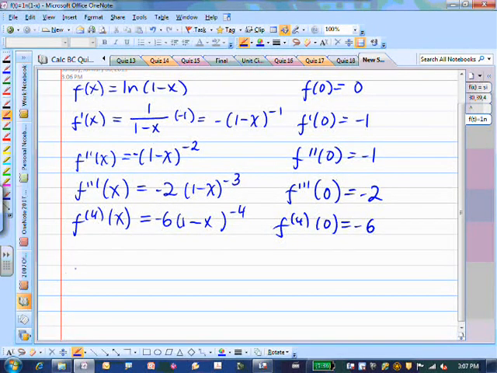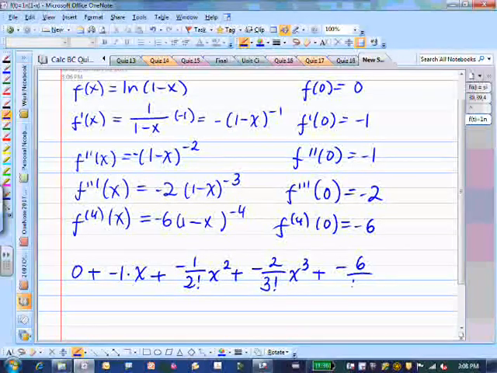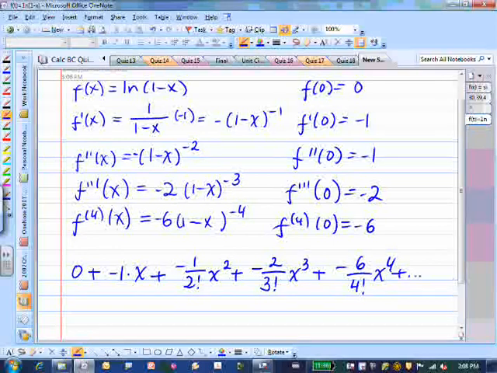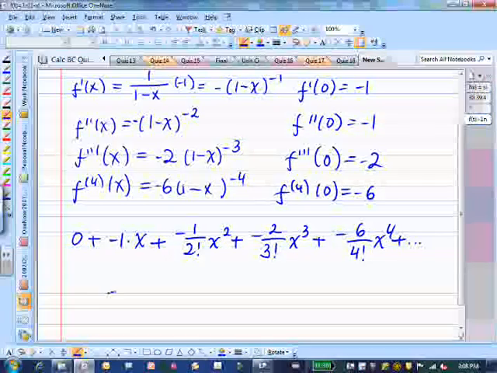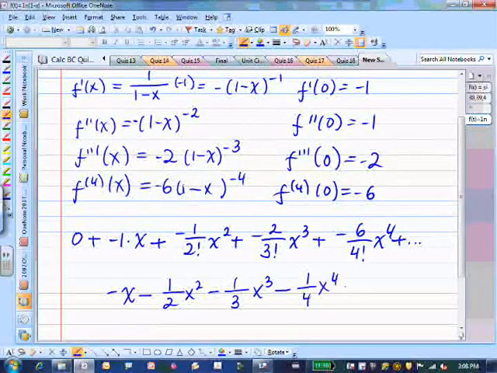So the Taylor series went f of 0 plus f prime of 0 x plus f double prime of 0 over 2 factorial x squared plus f triple prime of 0 over 3 factorial x cubed plus so on and so forth. Fourth derivative over 4 factorial x to the fourth plus dot dot dot. Now if you simplify this, you're going to get negative x minus, I'm going to actually simplify the fraction, 1/2 x squared, and this is a 2 over 6, so it's going to be minus 1/3 x cubed, and you can see the pattern emerge. 4 factorial is 24, so if you reduce, it becomes minus 1/4 x to the fourth plus dot dot dot.